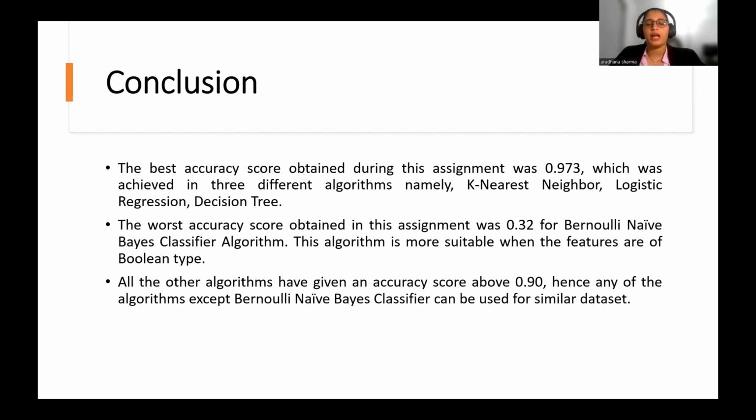All the algorithms have given an accuracy score above 0.9. Hence, any of the algorithms except Bernoulli's naive Bayes classifier can be used for a similar dataset. From this project, we conclude that Bernoulli's naive Bayes classifier is not a suitable algorithm to be used for any dataset that is similar to Iris Flower dataset. Whereas the other classification techniques can be used for datasets similar to Iris dataset, as they give an accuracy score above 0.9, which is considered to be a good accuracy score.